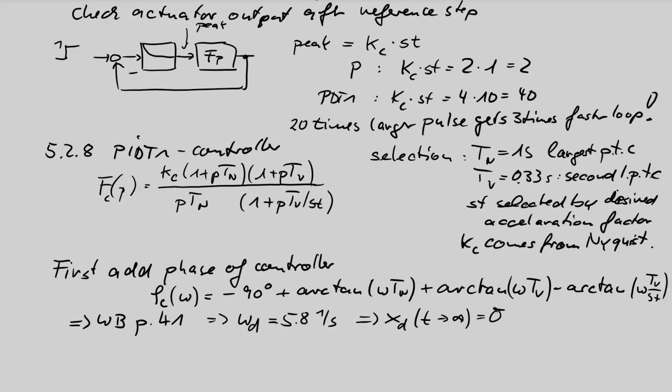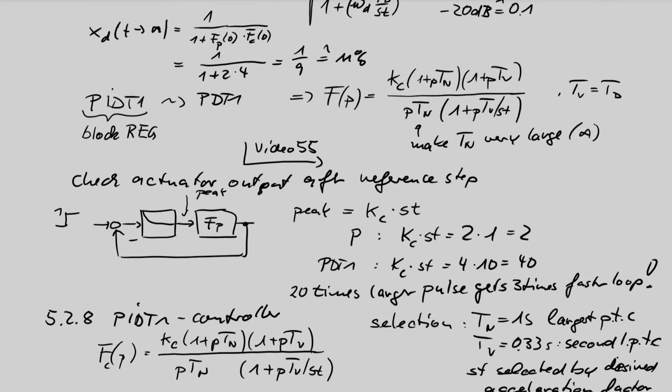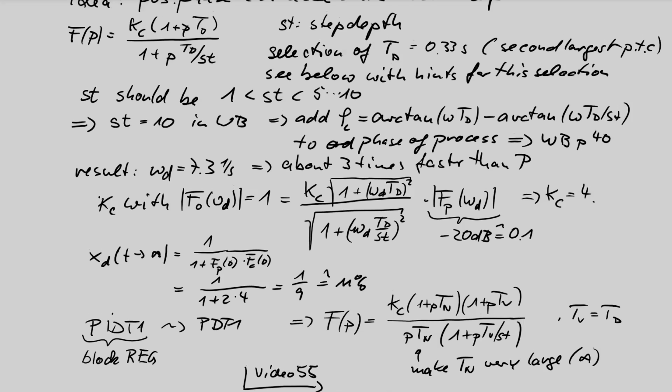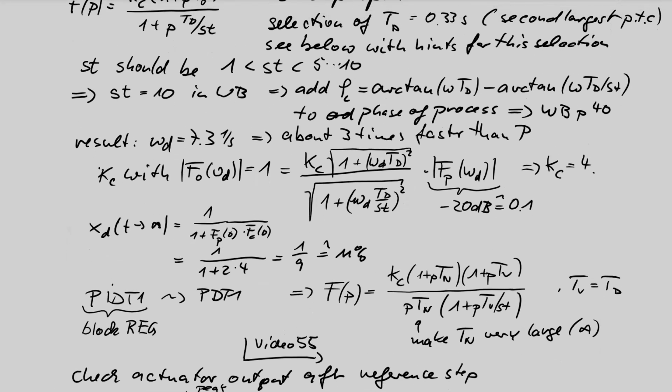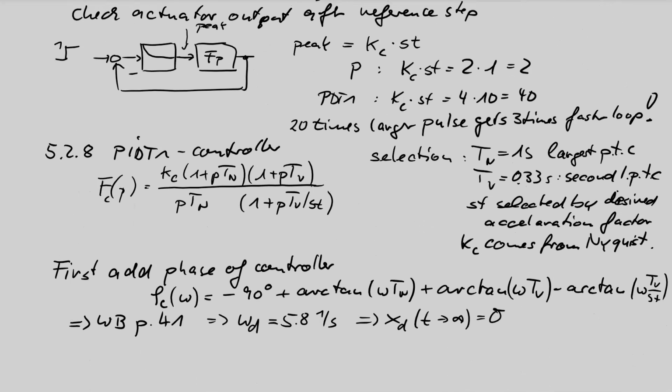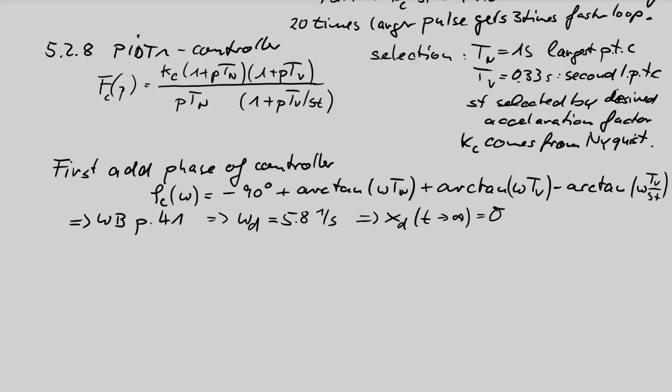So the integrator price is the omega d of 7.3. Where is the omega d value? Here, 7.3, but now 5.8. It's just slower than a PD, but now with the advantage of zero control error.